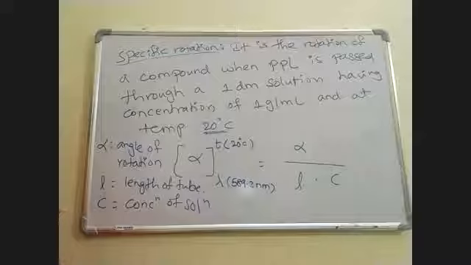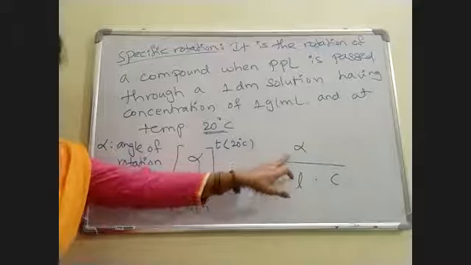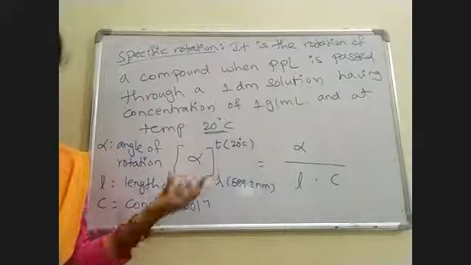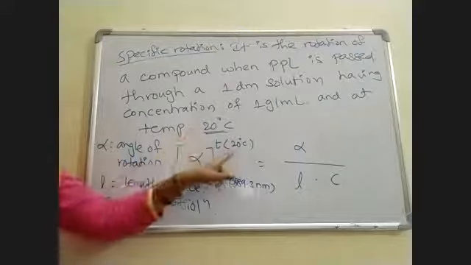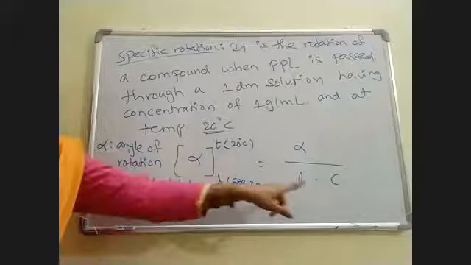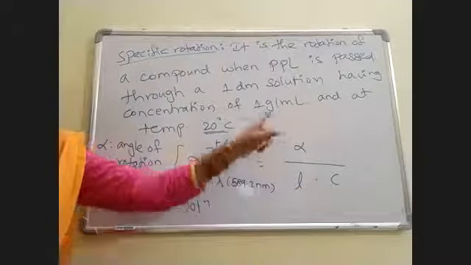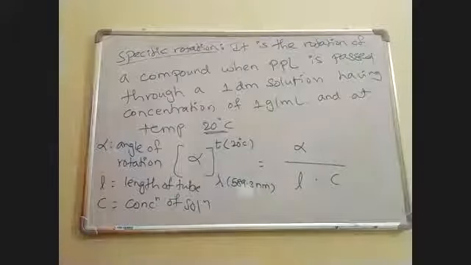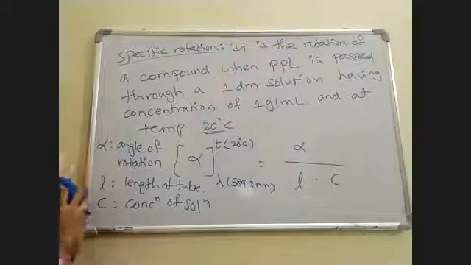In your exam, they may ask problems regarding this specific rotation. They'll give the angle of rotation, the length of the tube, and the concentration, and they may ask you to find the specific rotation. Listen, the concentration may be given in different units, but it should always be converted to gram per ml. They may give it in kgs, so you have to convert kgs into grams, or in kg per liter, to confuse you. Okay, this is the specific rotation.